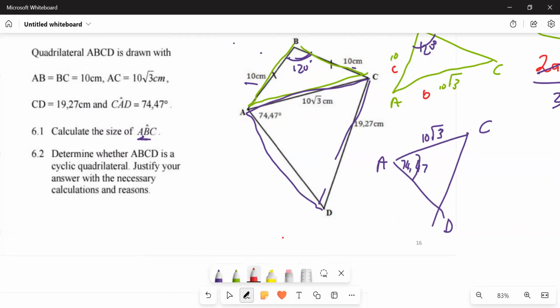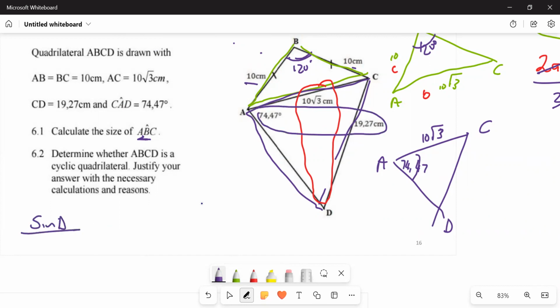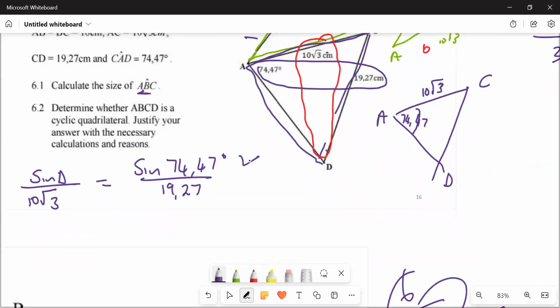Since we want that angle here, we are going to use the fact that I know what is the opposite side to this angle. So I'm going to take these two here. And then at the same time, I already know this angle and the opposite side to that angle. So I'm going to tell them which is the sine of D all over 10 root 3. Again, this one is opposite to this one. Again, equals to the sine of 74.47 all over, I know what is this side, again, it's 19.27. And then they will give me one mark for this.